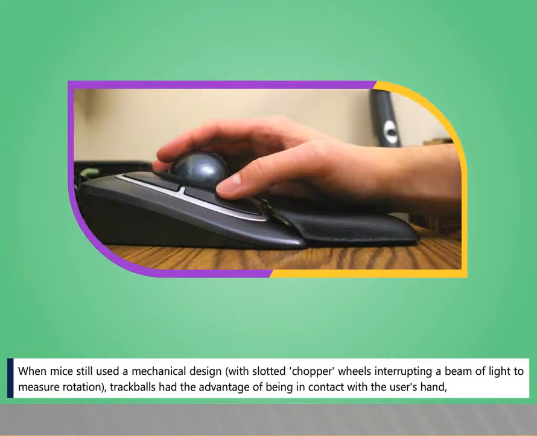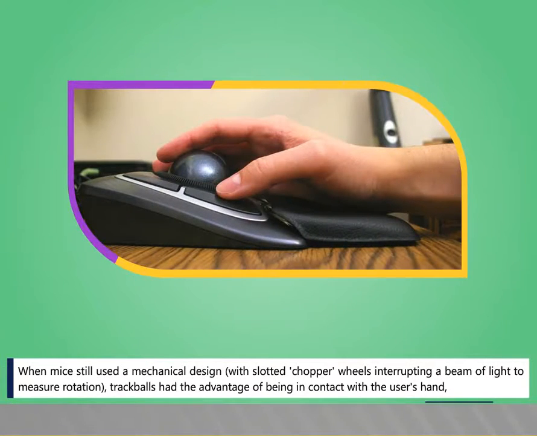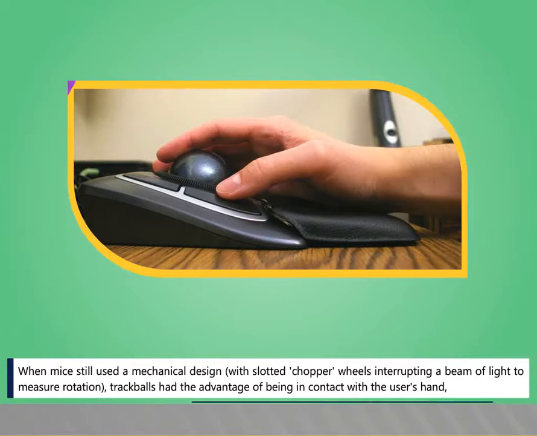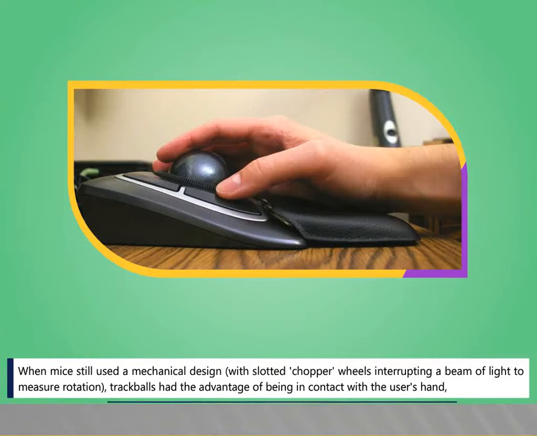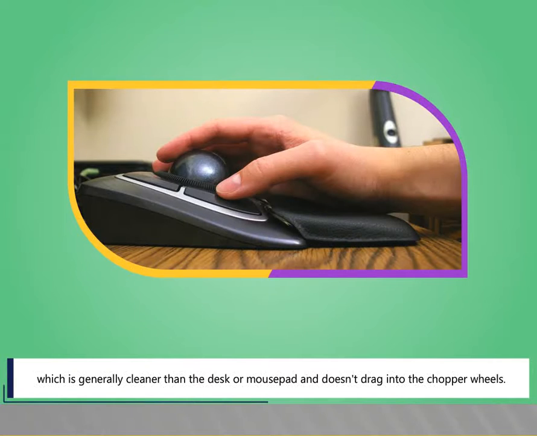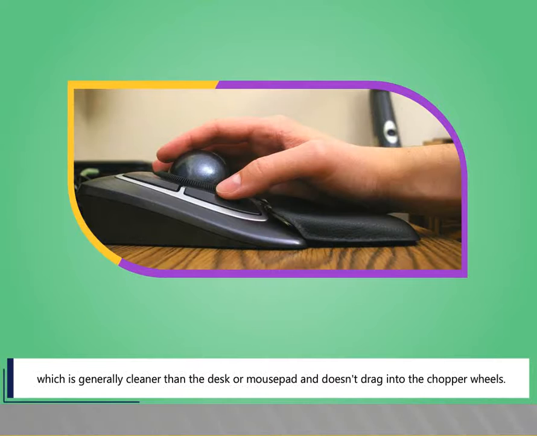When mice still used a mechanical design, that is, with slotted chopper wheels interrupting a beam of light to measure rotation, trackballs had the advantage of being in contact with the user's hand, which is generally cleaner than the desk or mouse pad, and doesn't drag dirt into the chopper wheels.